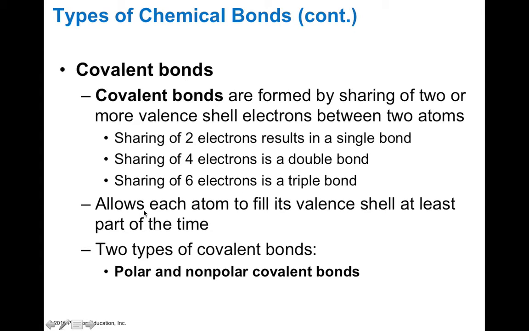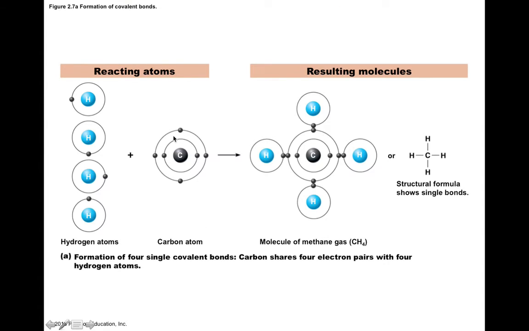Now, these covalent bonds are more stable because they allow each atom to fill its valence shell. And there are 2 major types of covalent bonds: the polar and nonpolar covalent bonds. So here is an example of when a covalent bond could form.